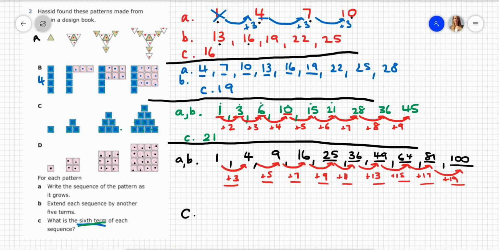So for part C, what is the 6th term? 1, 2, 3, 4, 5, 6. The 6th term is 36.